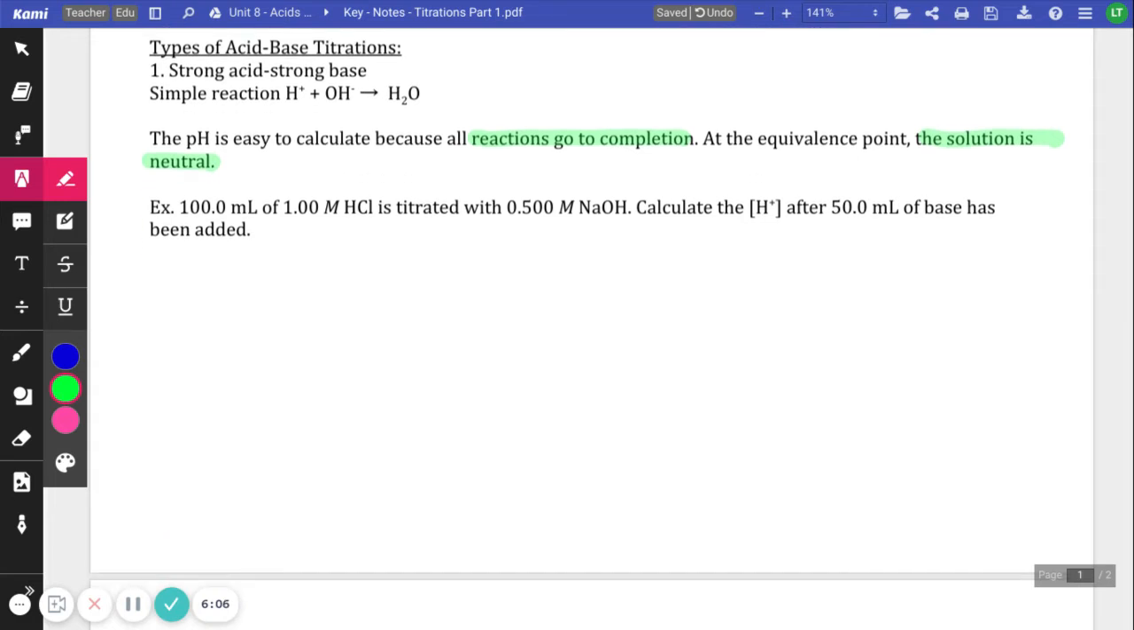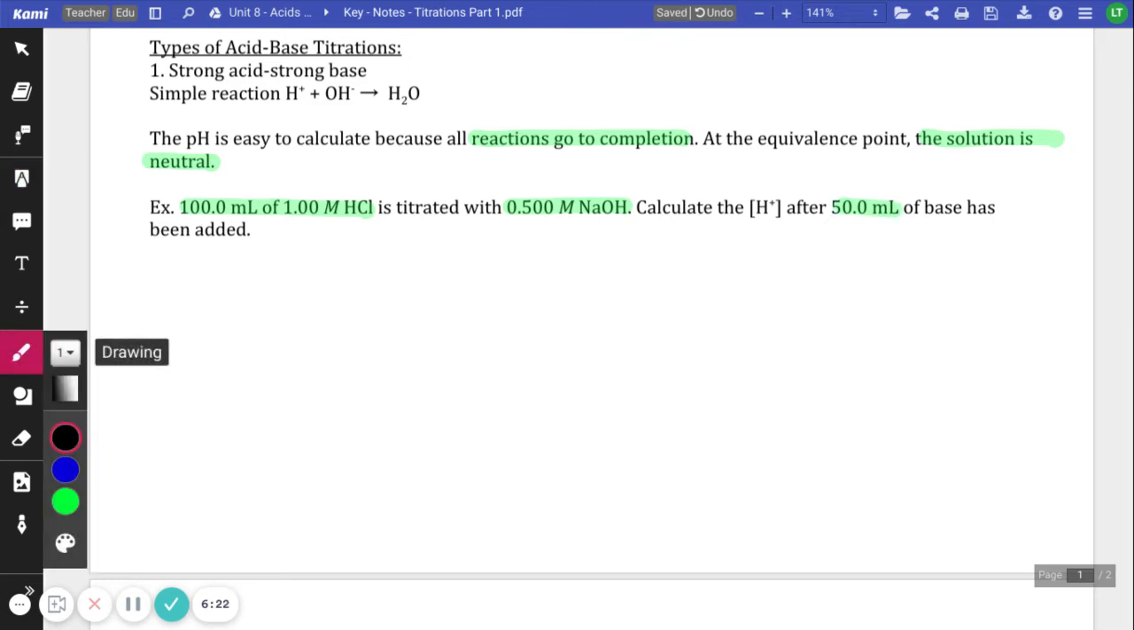All right, so this problem says 100 milliliters of 0.1 molar HCl is titrated with 0.5 molar NaOH. Calculate the hydrogen ion concentration after 50 milliliters of base has been added. Okay, so the first thing we need to figure out is how much hydrogen do we have and how much hydroxide do we have?